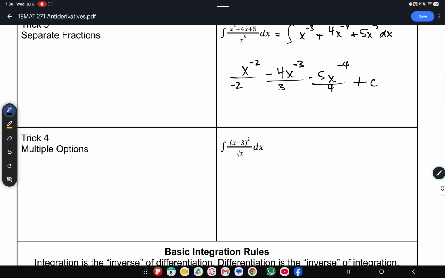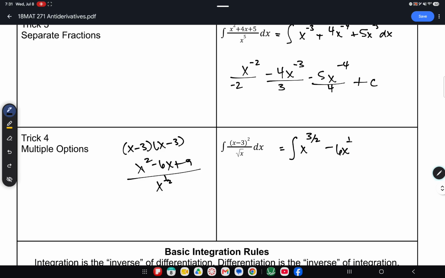And then maybe we have to do multiple things. So maybe we have to multiply out and simplify. So I'll do some side work here. We get x minus 3 squared. This is going to give x squared minus 6x plus 9. And then it's all divided by x to the 1/2. I can use some exponent rules there. So we have, let's see, 2 minus a half is 1 1/2, so 3 halves. 1 minus a half is just 1/2. And then we have 9x to the negative 1/2.